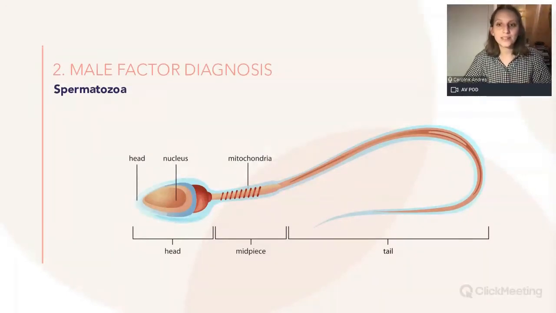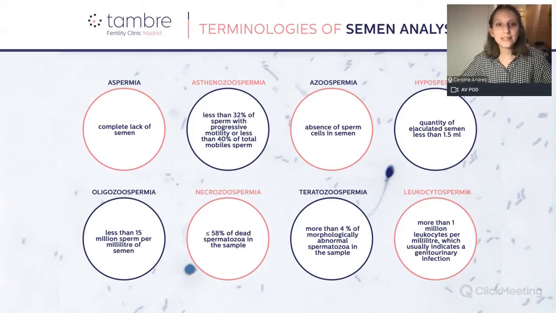As you know, the most important diagnostic test that we will perform in order to analyze the male factor is the spermogram. Here we are going to analyze the concentration, the motility, and the aspect of sperm. So in the following slide, you're going to find a brief summary of the different diagnostic results that we can obtain doing this test.